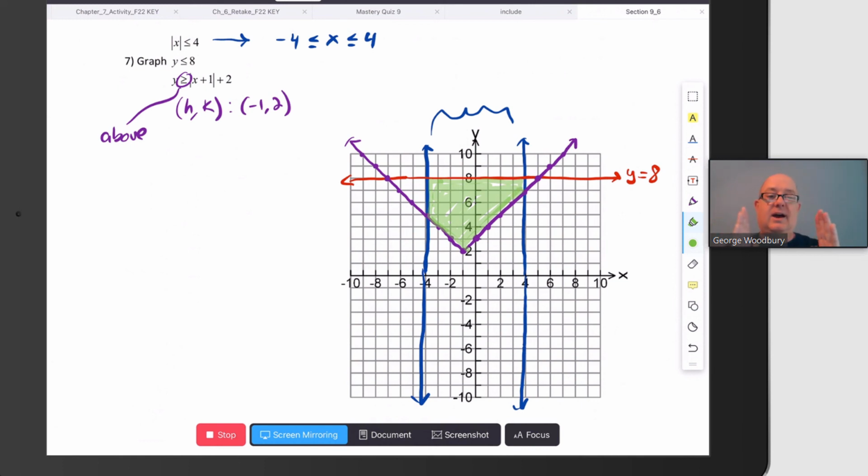So I could have shaded in blue between the blue lines, shaded in red below the red line, and then shaded above the absolute value and looked for where they cross, but this is where they cross. All right, that's it for this one. In the next one, we're going to take a look at something called linear programming.